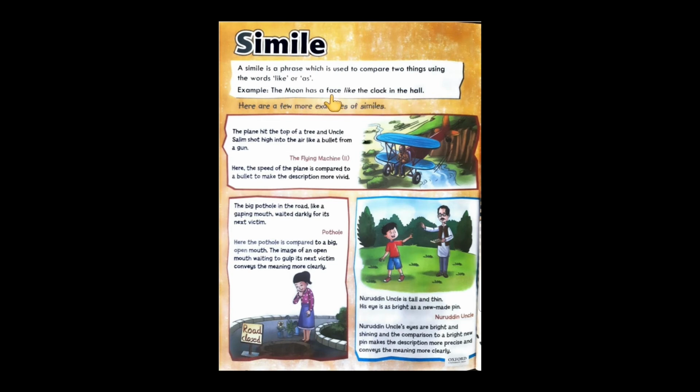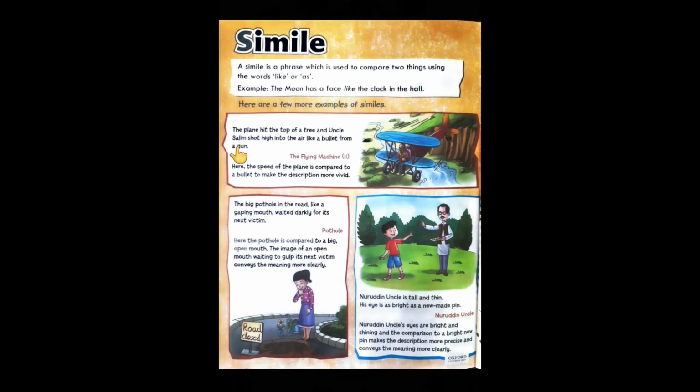Like moon has a face, like as we all know that moon is circular, round in shape, right, when it is a full moon, and they are comparing it with the clock in the hall because the clock is also round or circular in shape, right? That is the reason they are comparing these two things. Now here are a few more examples of similes.